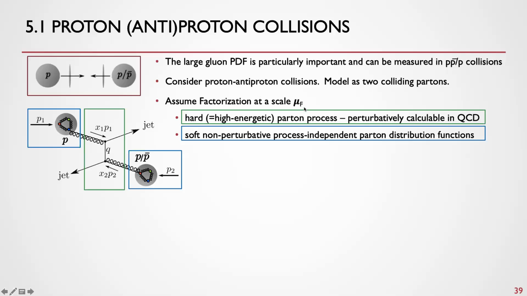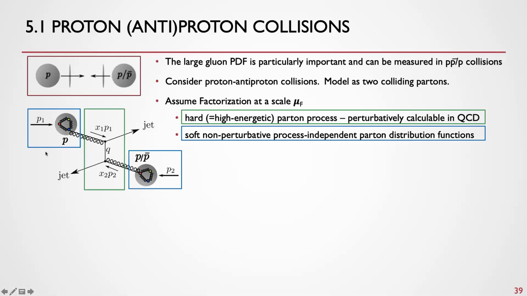So we need to, as we've discussed at the end of the previous lecture, assume a factorization of the physical processes at a specific scale, which we call μf. μf is an arbitrarily chosen scale below which we say we have soft, non-perturbative, but process-independent parton distribution functions. This is what we put in the blue box here. This is what we've discussed in the last lecture, the parton model, the quark constituents, the gluon PDF, as they describe momentum fractions of the partons in the proton. So these are the blue boxes.